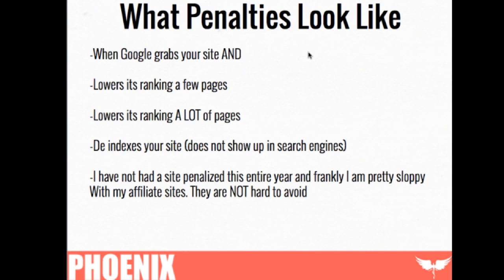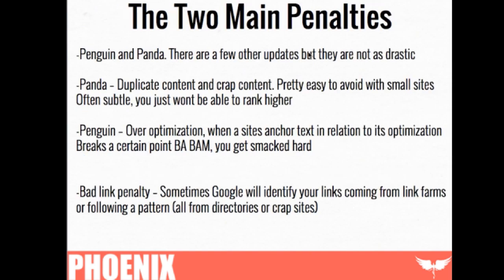It's worked for almost a year and a half on some sites that are just horrible, so this should work for you really well. So the two main penalties you have to look out for are Penguin and Panda. There have been a few other updates, but they're just not as drastic. And when you get hit, you're going to get really hit by one of these three. All right, so the Panda penalty is duplicate content and crap content.